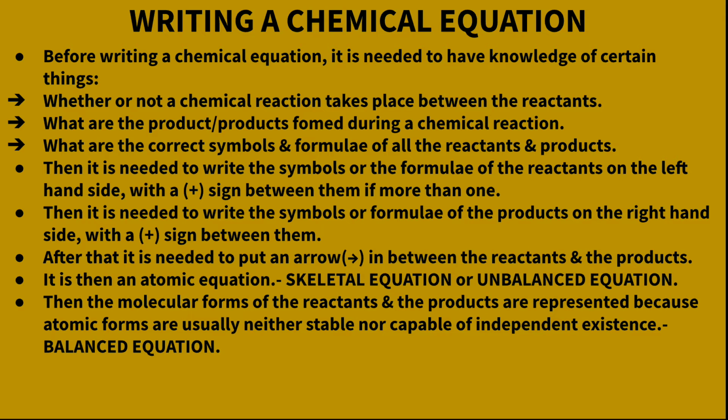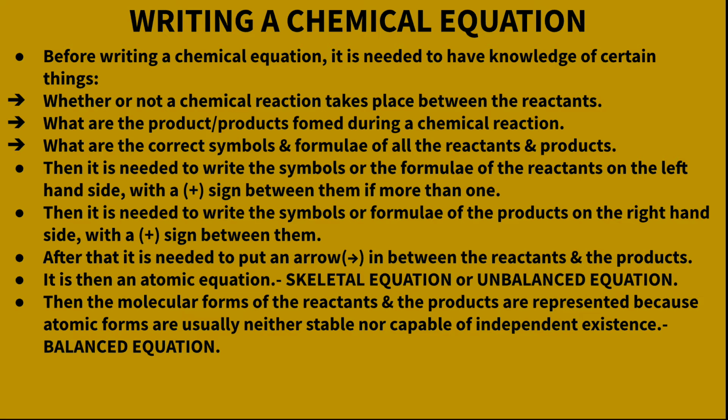Then it is needed to put an arrow between the reactants and the products, showing that the reactants after reaction will lead to the products. That is the symbol of the arrow. The sign written in brackets beside the arrow is also noted. This is then an atomic equation, that is, a skeletal equation, or you can say an unbalanced equation. Then the molecular forms of the reactants and products are represented, because the atomic forms are usually neither stable nor capable of independent existence.